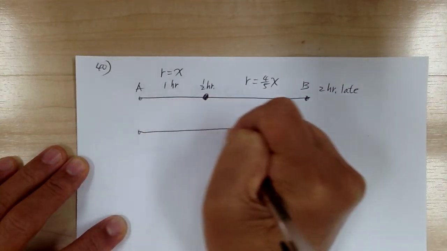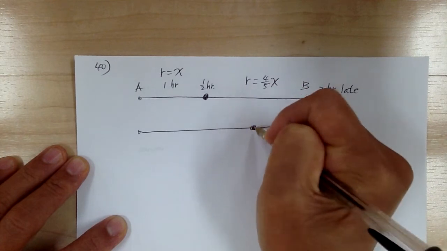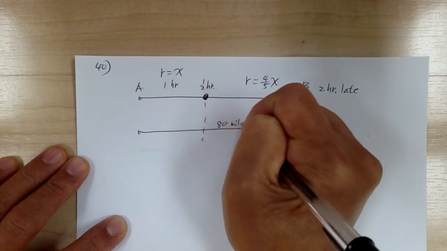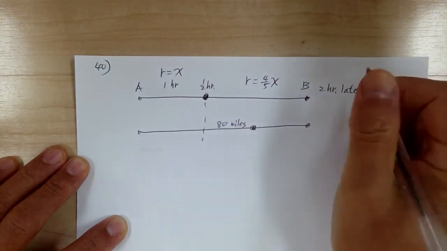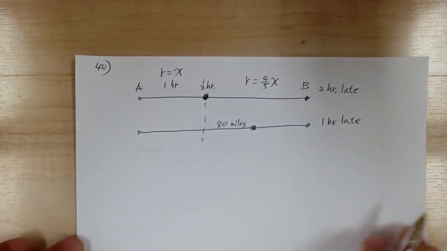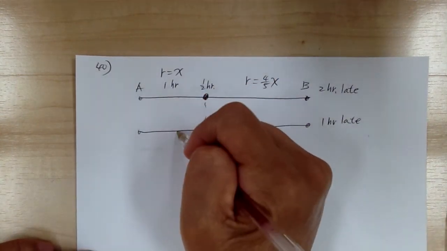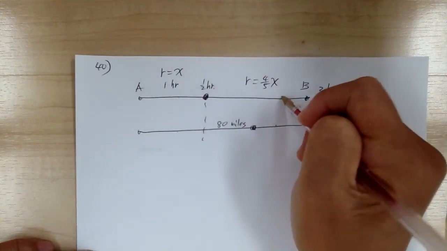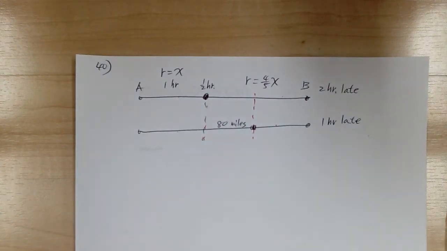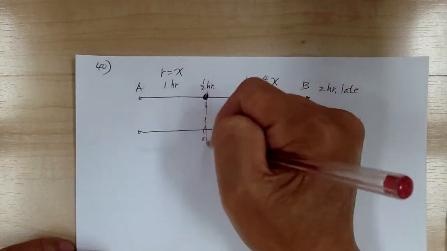Now you have another scenario right over here. Now if the accident happens 80 miles further down the road, then it would be 1 hour late. Now for this situation, what we need to realize is that this part and this part are the same, so you can ignore that. This part and this part are the same. So the only thing you have to focus on is this part right over here.